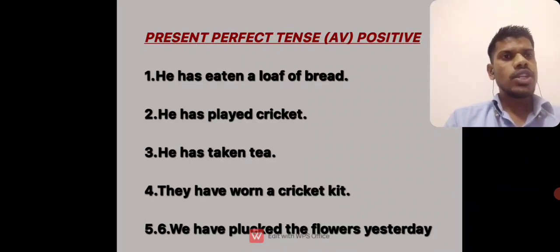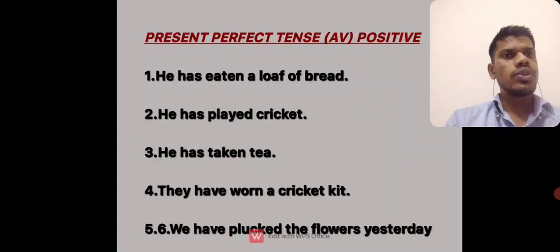So now how to convert this present perfect active to passive form? As we all know, the object we need to identify. What is the object here? A loaf of bread is the object. Then we have to check whether the object is singular or plural. See, that is singular. Then after that what we have to use? That is a loaf of bread.